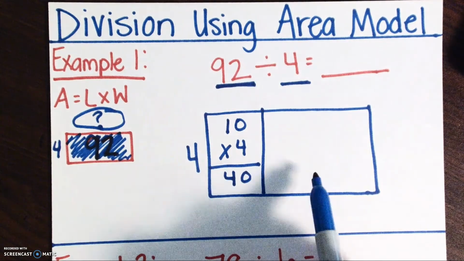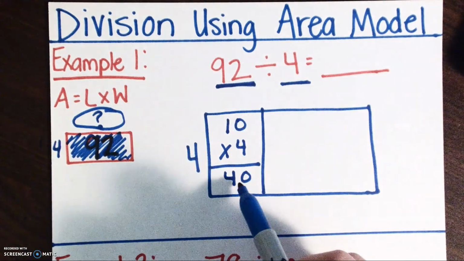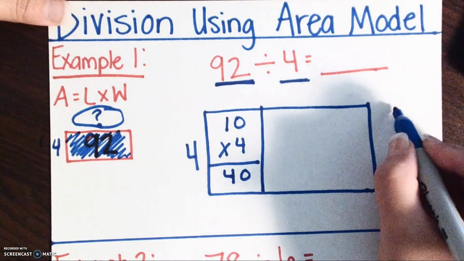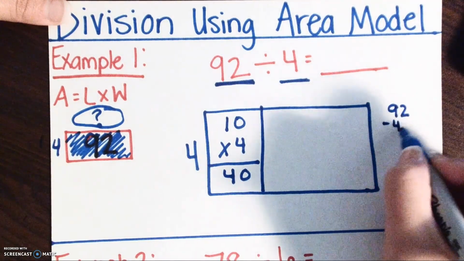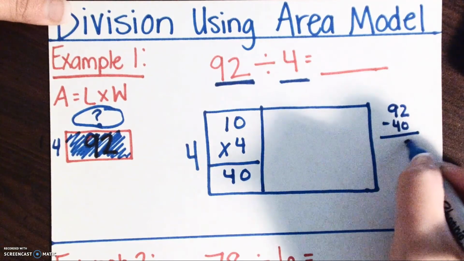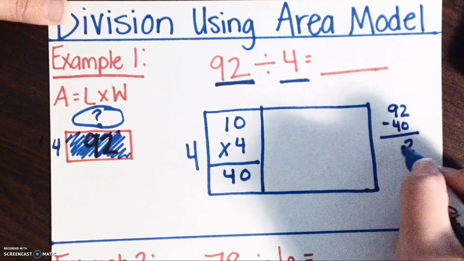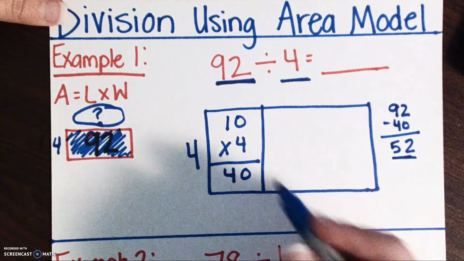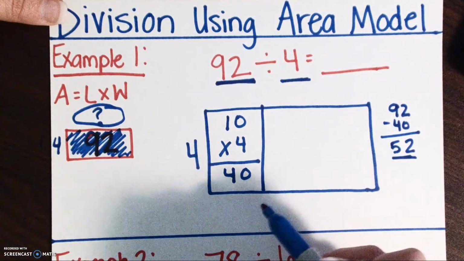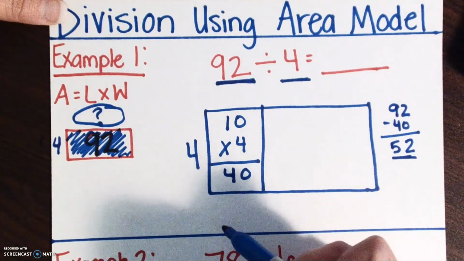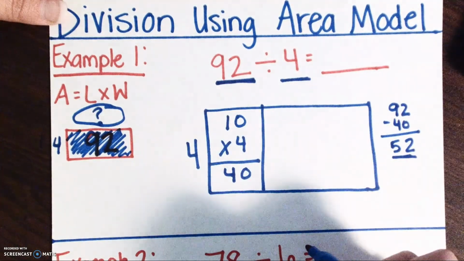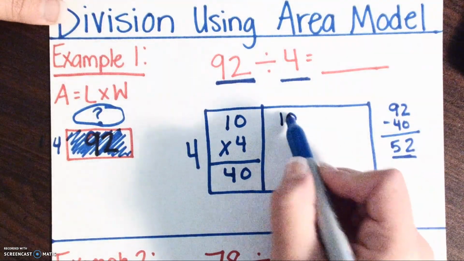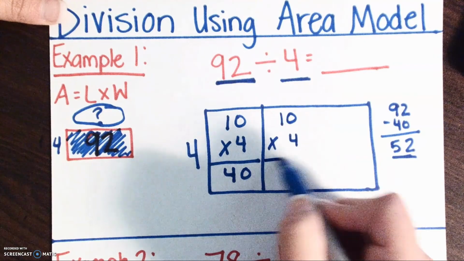Again, I want my pieces here to equal 92, so I'm going to go until I get to 92. Now I know I have 40, so let's go over to the side and say 92 minus 40. 2 minus 0 is 2. 9 minus 4 is 5. So I need to get to 52 more. Well, if I need 52 more, I already have 40 here. I could do that one again, and I'm going to get closer. So I could do 10 times 4 again.